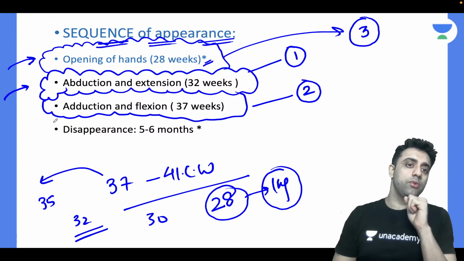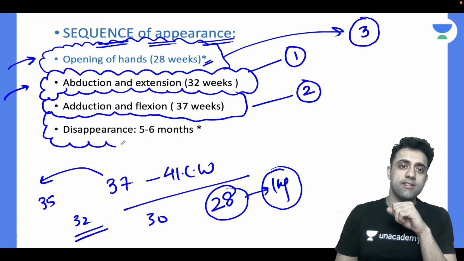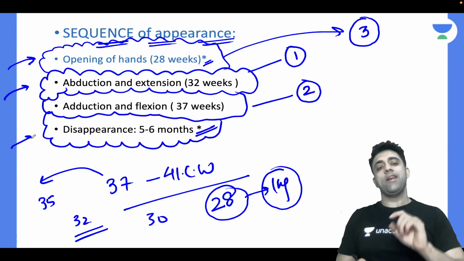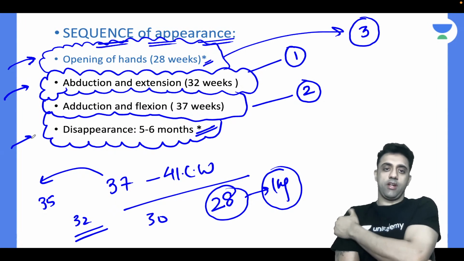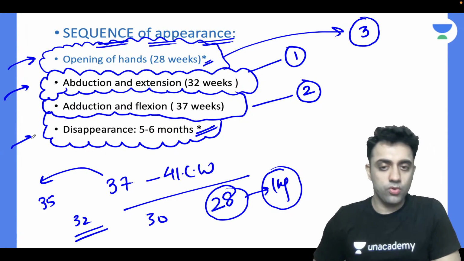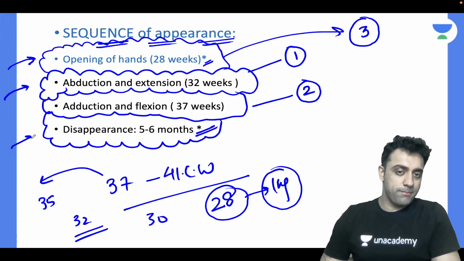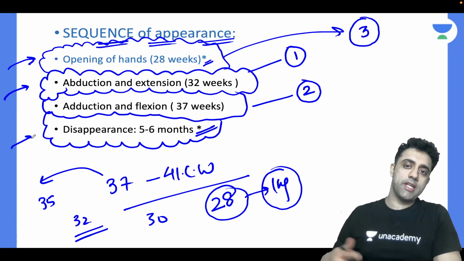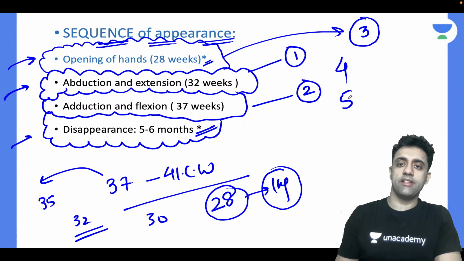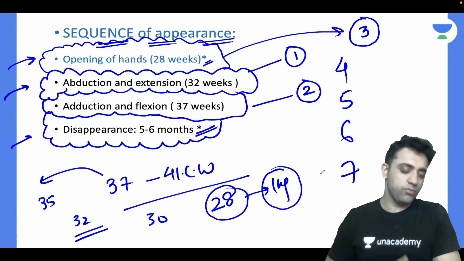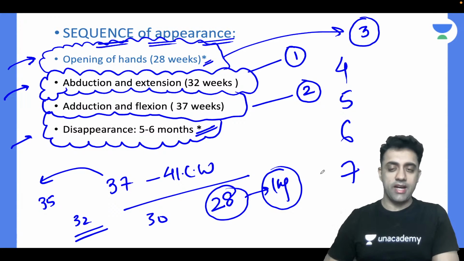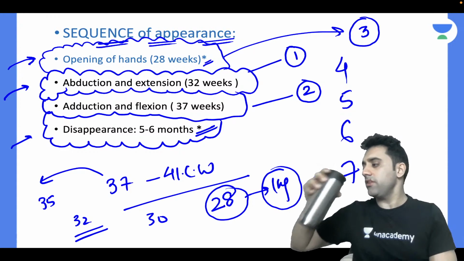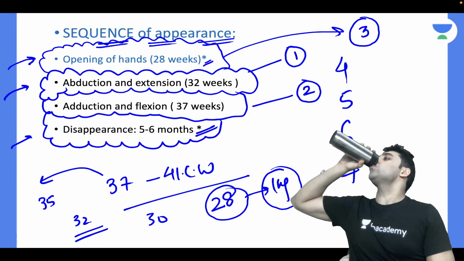And when does Moro disappear? So what is the best answer? Hamid, this is one of the favorite questions of examiners. When does Moro reflex disappear? What will you write? Anyone? Like, what could be the best answer? If the question options are 4 months, 5 months, 6 months, and 7 months, when does Moro reflex disappear? What will you write in the answer? 4, 5, 6, 7?